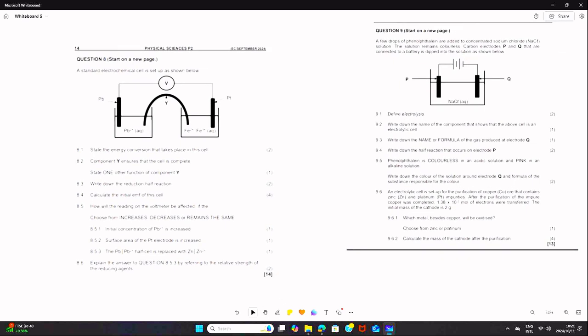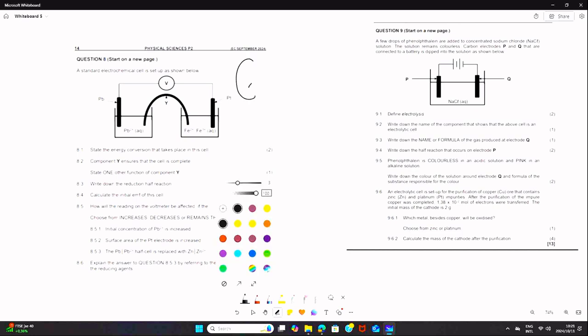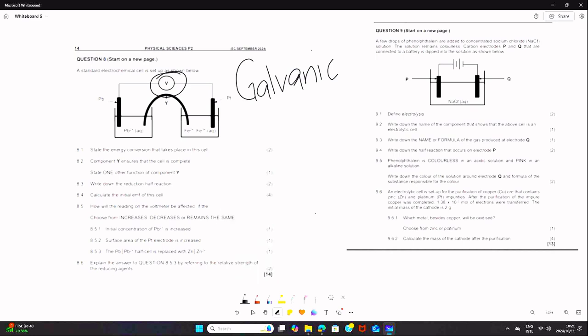How do you then tell which cell is which? On my left-hand side, this cell is actually a galvanic cell. How do you know that this is a galvanic cell? Look at what it is connected to. Our half cells are connected to the voltmeter. This means that this cell is an electrochemical cell and is a galvanic cell. We know what energy conversion is taking place there.